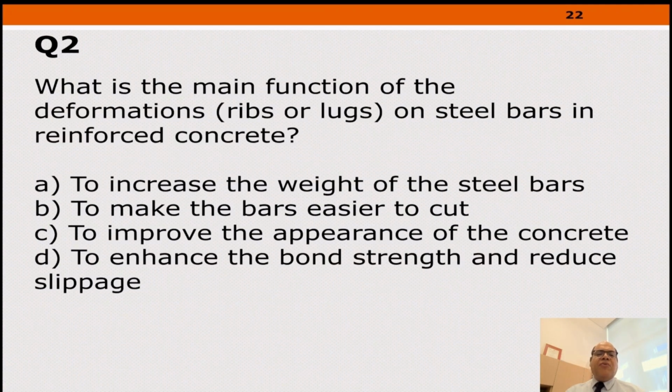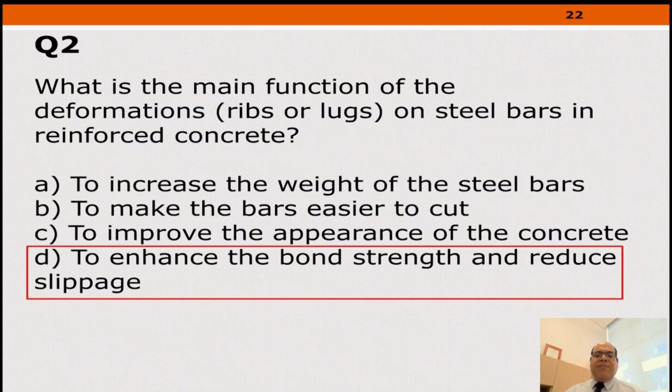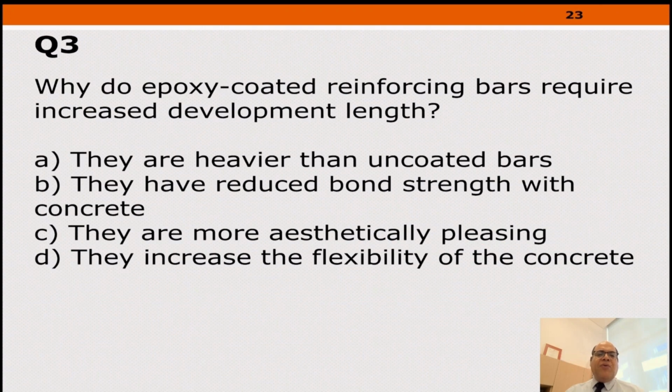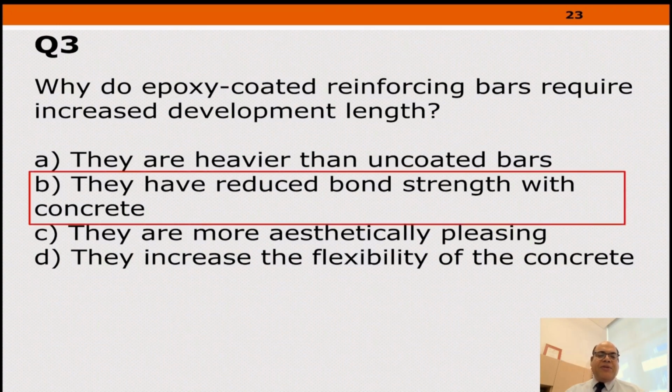Question number two, what is the main function of the deformation, which is ribs or lugs, on steel bars in reinforced concrete? And the answer is to enhance the bond strength and reduce slippage. Question number three, why do epoxy coated reinforcing bars require increased development length? And the answer is B. They have reduced bond strength with concrete because they are, of course, smoother than the original bars.